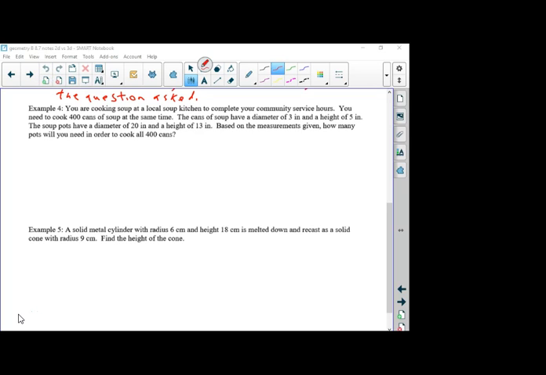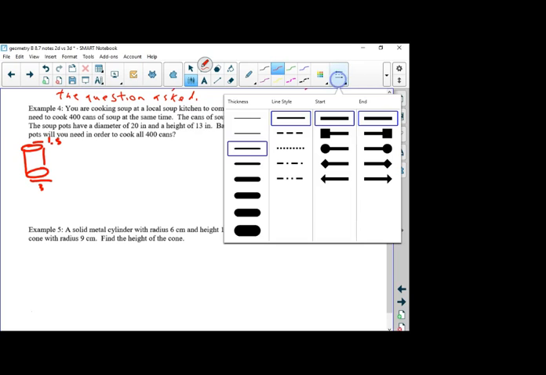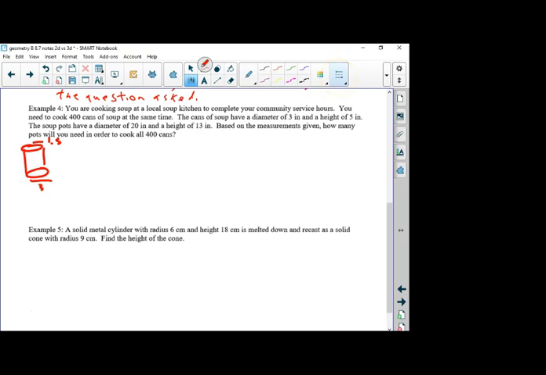Okay, example 4. Cooking soup. You cook 400 cans of soup at the same time. Cans of soup have a diameter of 3. So diameter of 3 means a radius of 1.5. Okay, and a height of 5.